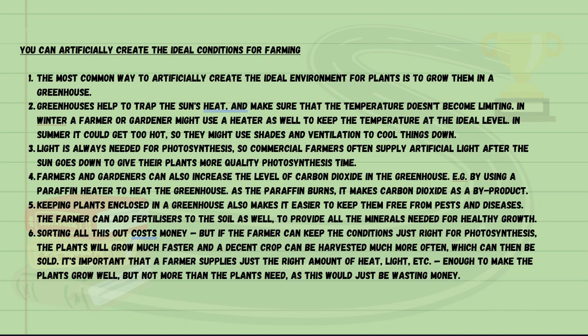Keeping plants enclosed in a greenhouse also makes it easier to keep them free from pests and diseases. The farmer can add fertilizers to the soil as well to provide all the minerals needed for healthy growth. Sorting all this out costs money, but if the farmer can keep the conditions just right for photosynthesis, the plants will grow much faster and a decent crop can be harvested much more often, which can then be sold.